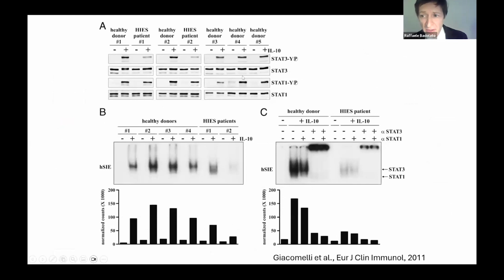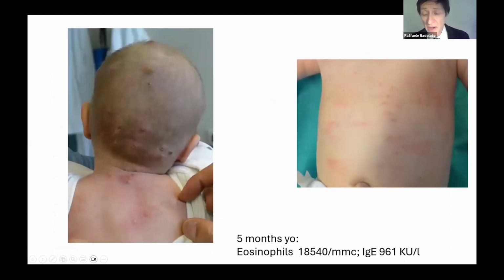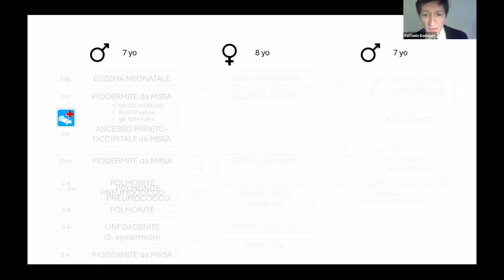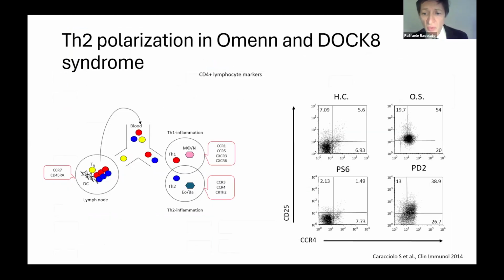So the first patient had the typical loss of function of STAT3, which resulted in reduced phosphorylation. These are the patients with the STAT3 loss of function mutations. I'm sure that we will talk again during this webinar about these patients. And then there was the patient with DOCK8 mutation who had polarization in terms of CCR4, with increased expression of CCR4 and CD25 on activated T cells, which is typical of both DOCK8 patients and patients with Omenn syndrome.